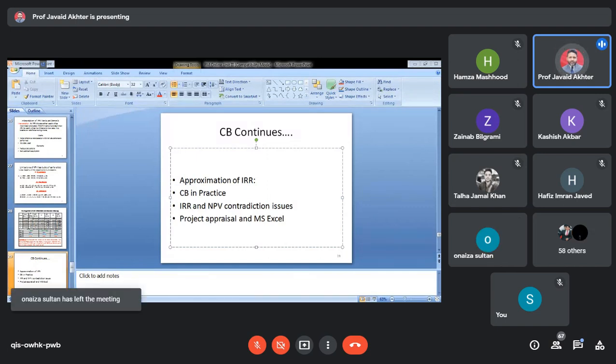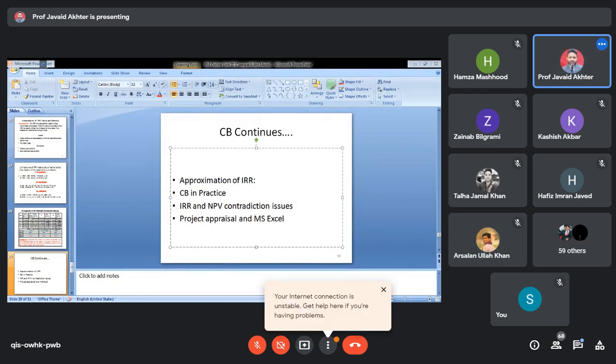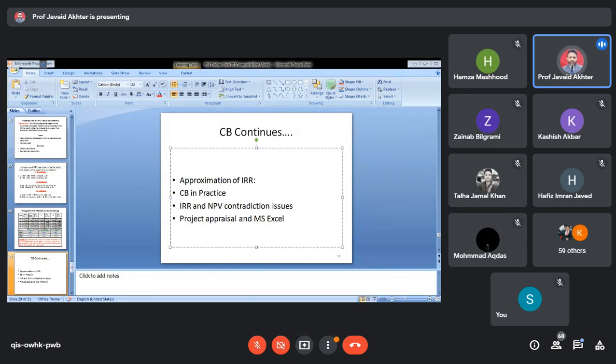I have mentioned page numbers so that, instead of saying "no, I have not uploaded," I have sent you on the WhatsApp group. You can open those pages. Could you get it?